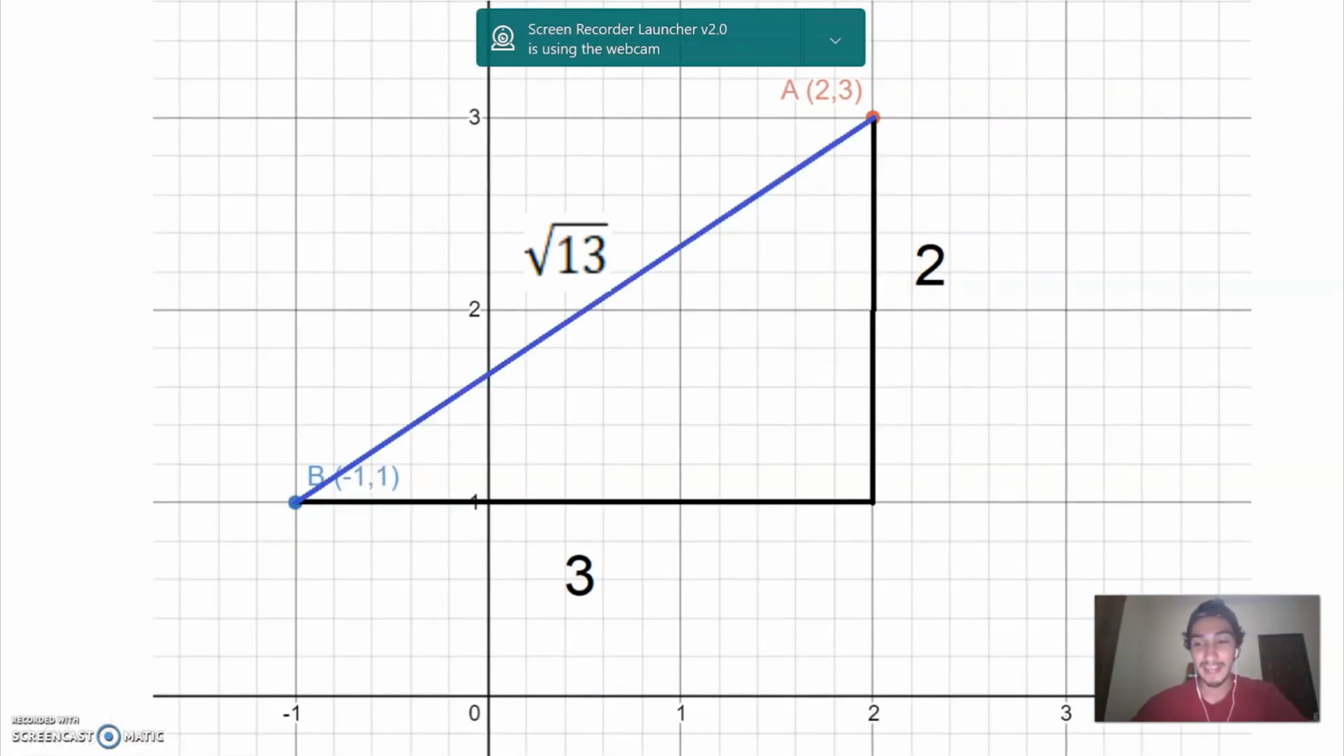Now, if we wanted to find the actual distance between the two points, we would take the square of 3 and the square of 2, add them together, and then take the square root of that. So that would just be the square root of 13.